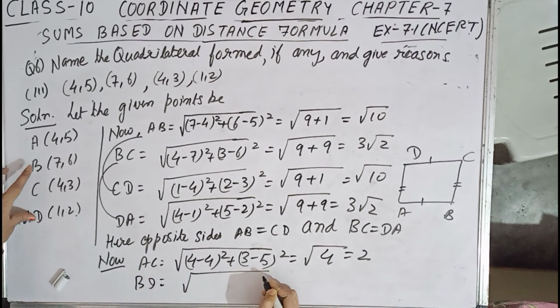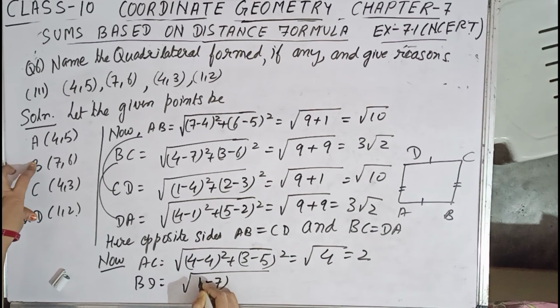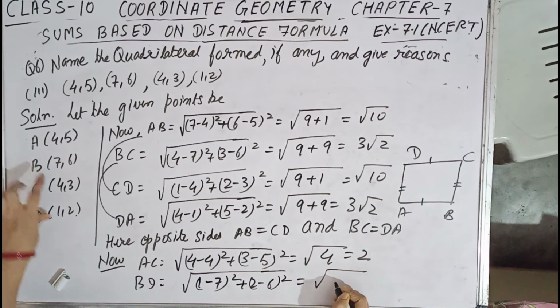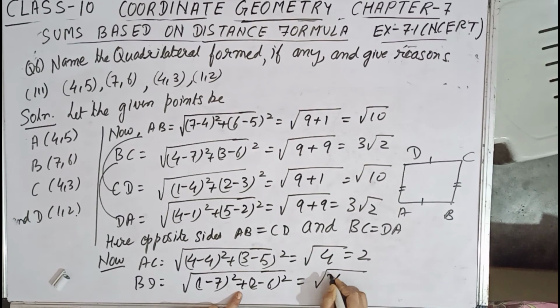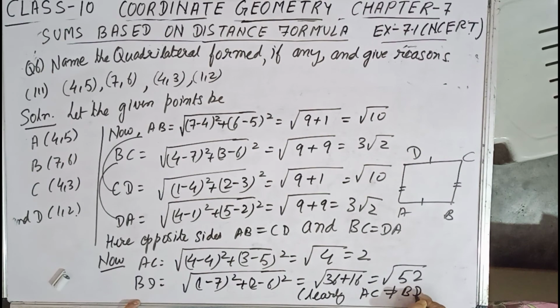BD equals the square root of (1 minus 7) square plus (2 minus 6) square. So this will be 6 square, that is 36, plus (2 minus 6), which is minus 4, and minus 4 square is 16. So this will be the square root of 52. So clearly, AC is not equal to BD.